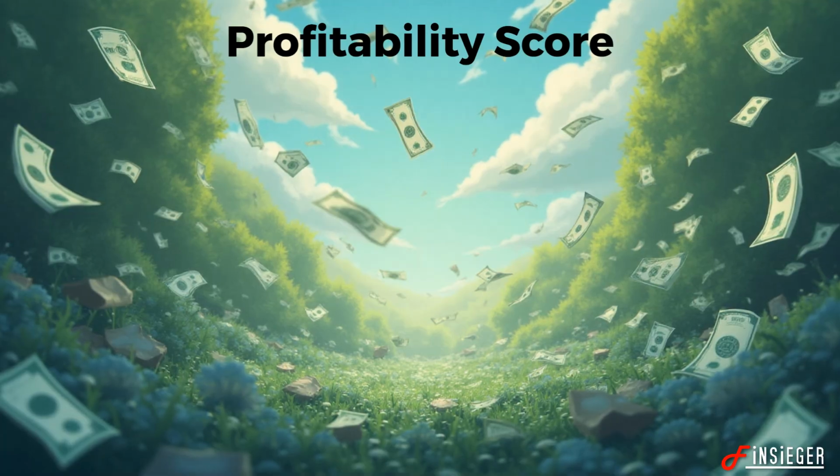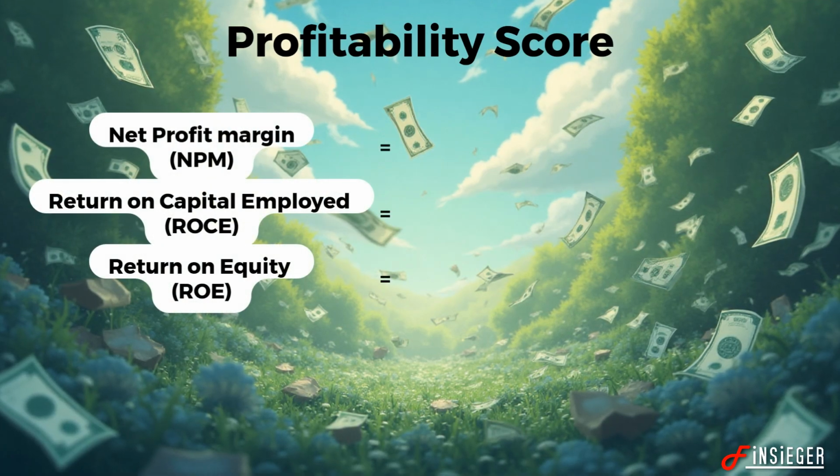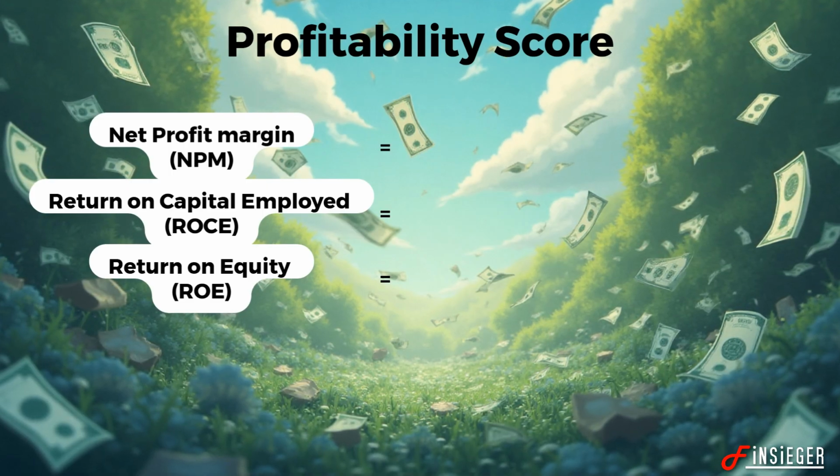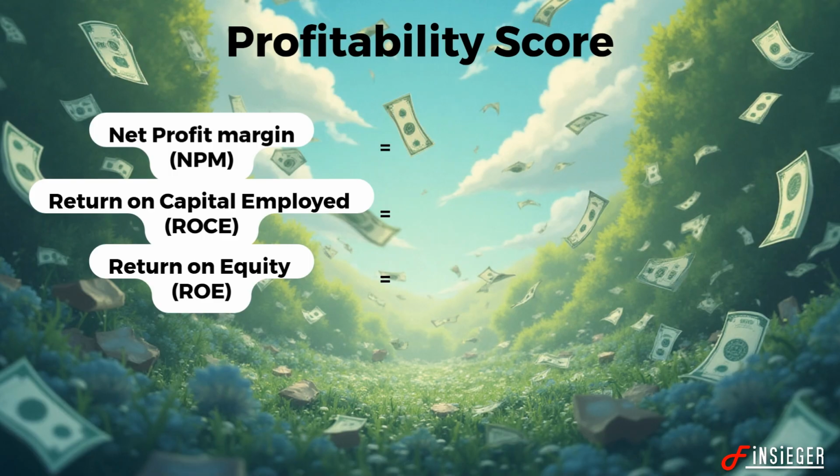For profitability score, we will be looking at NPM, ROCE and ROE to see the efficiency of the company to generate profits out of currently available capital and assets.